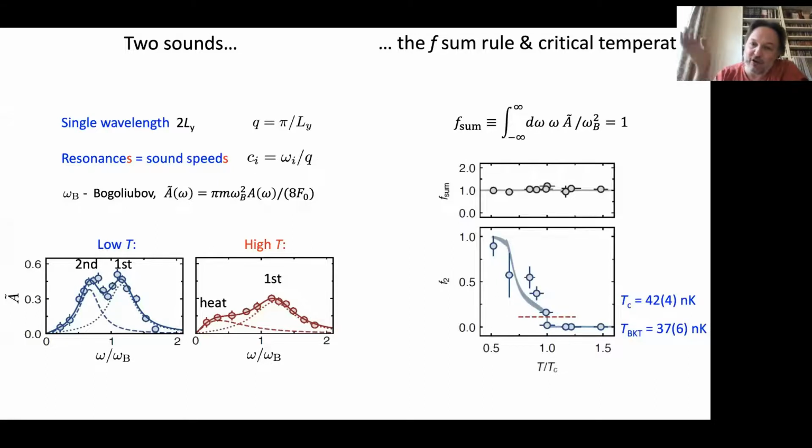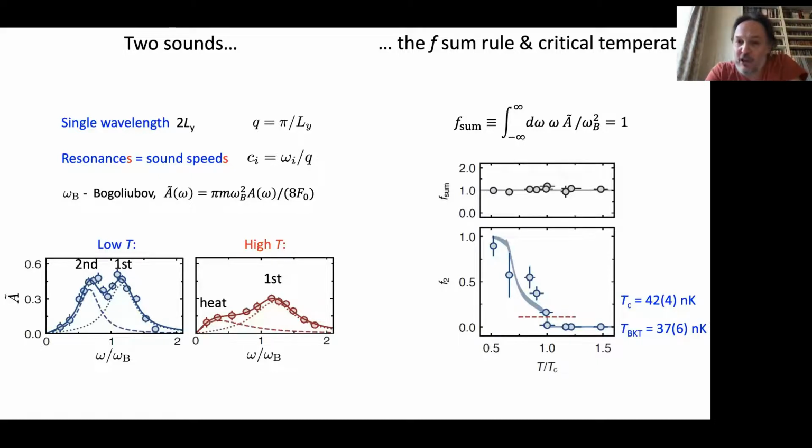You can now study it for a range of temperatures, and for all temperatures you can check that your spectrum satisfies the so-called f-sum rule. This is just telling us that we haven't missed the resonance somewhere else. Okay, so when we say there's only one mode above TC, the fact that the sum rule is exhausted tells you that there isn't something at higher frequency that we just forgot to look at.